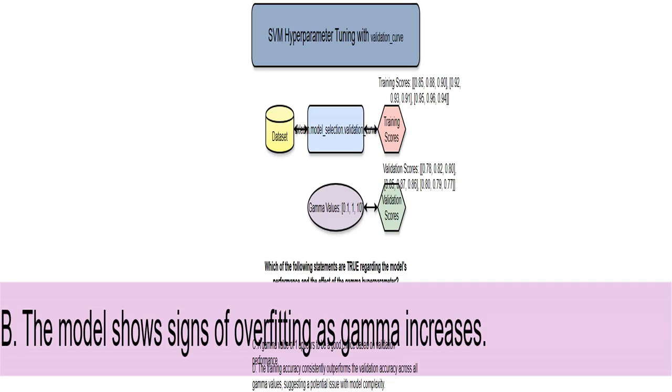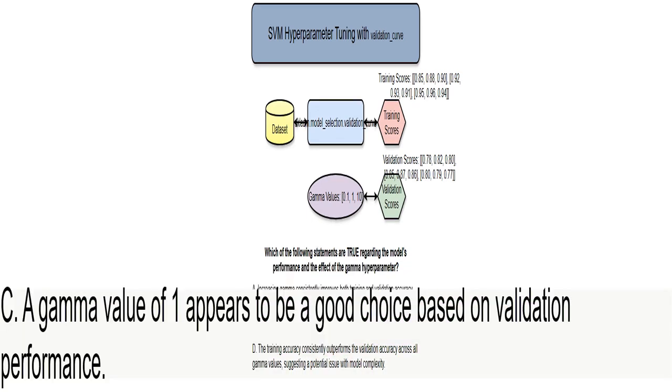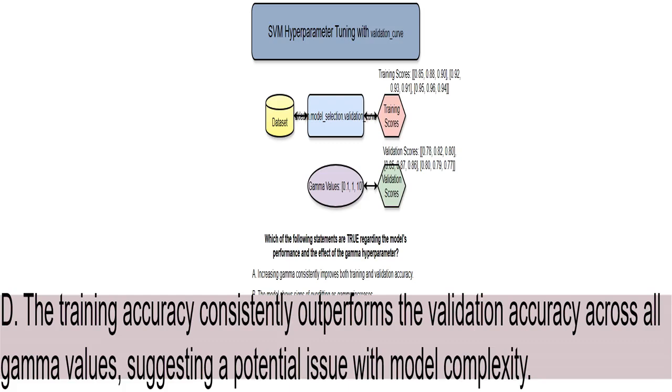The increasing gap between training and validation scores as gamma increases is a clear indication of overfitting. The model is learning the training data too well but not generalizing well to new data. This is true. Gamma equals 1 produces the highest validation accuracy. This is true. This difference is another indicator of overfitting, hinting at a potentially too complex model that's fitting the training data too closely.